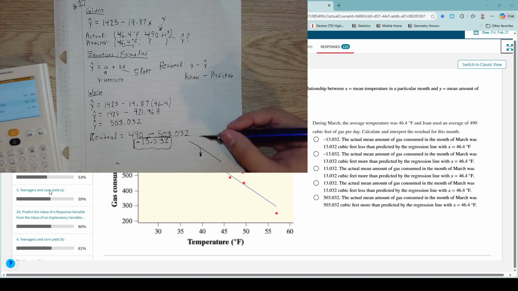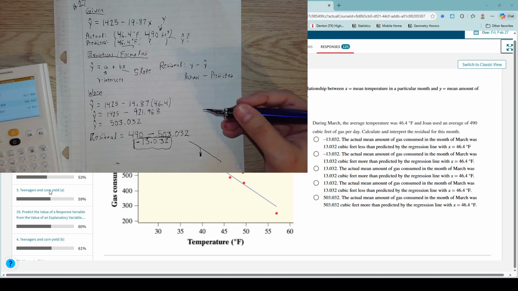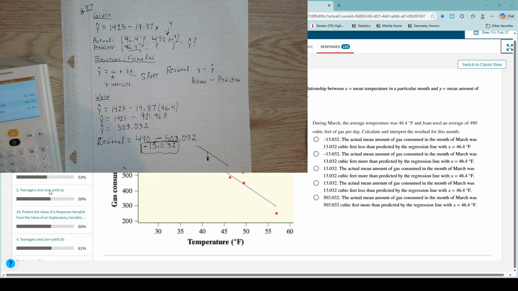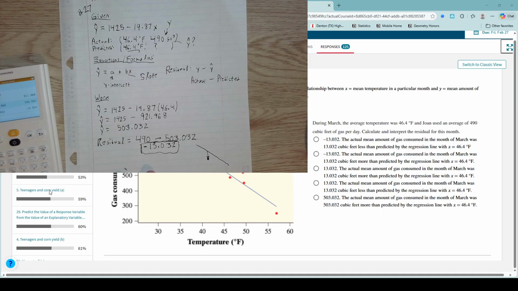So, now we gotta look through this list of answers right here and see if anything matches all the stuff we've written down. So, let's take a look. The first one says, calculate and interpret the residual for this mass. So negative 13.032, that is correct. The actual mean amount of gas consumed in the month of March was 13.032 cubic feet less than predicted by the regression line with x equals 46.4.